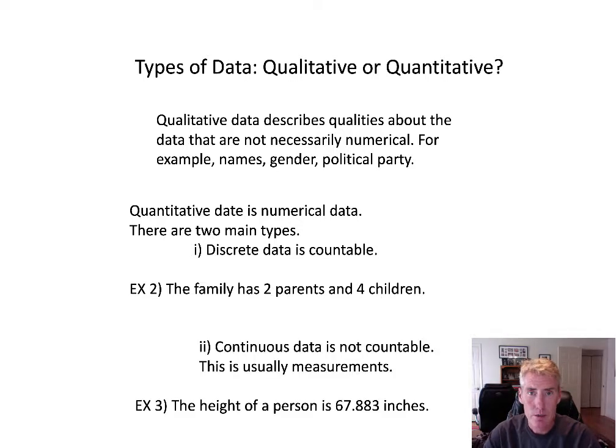Then there's continuous data, and this is for measurements. For things like a person's height, you can measure that. With their weight, you could measure that. The weight of their car, you could measure that. How fast their car is driving, you can measure that. And with measurements, they can be extremely accurate. If you have a very accurate way to measure somebody, you could find out they're 67.883 inches tall.